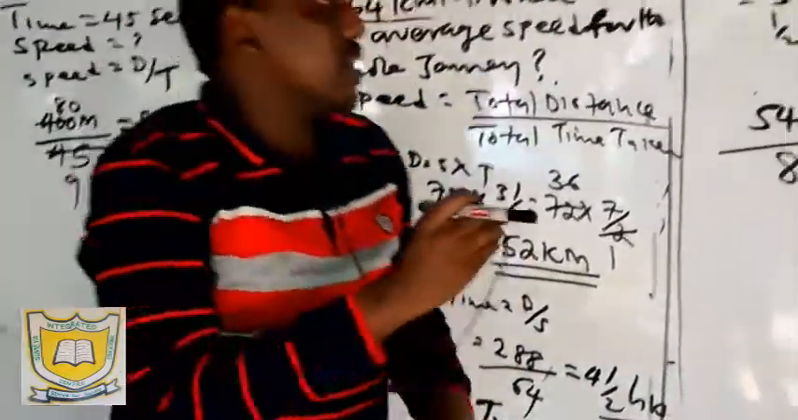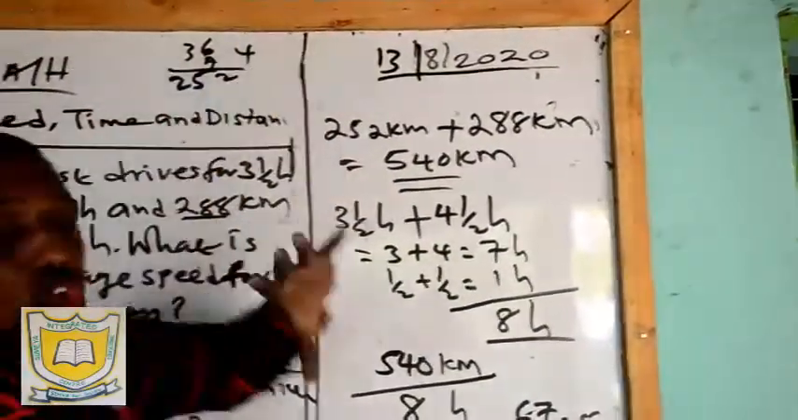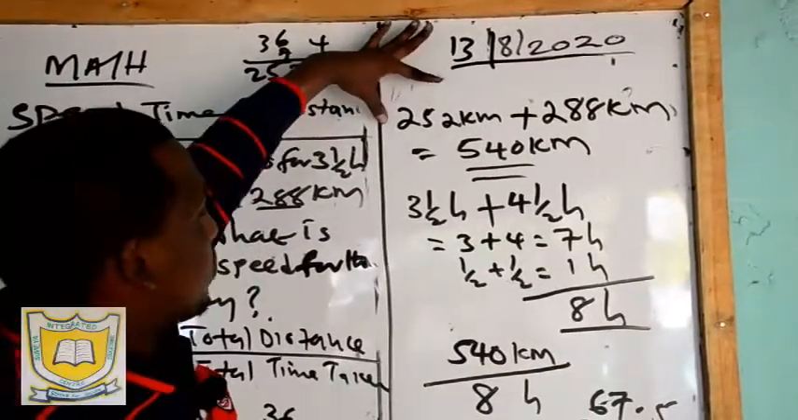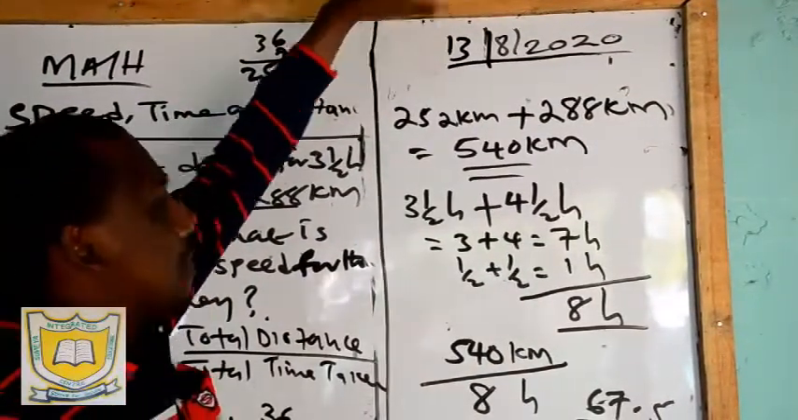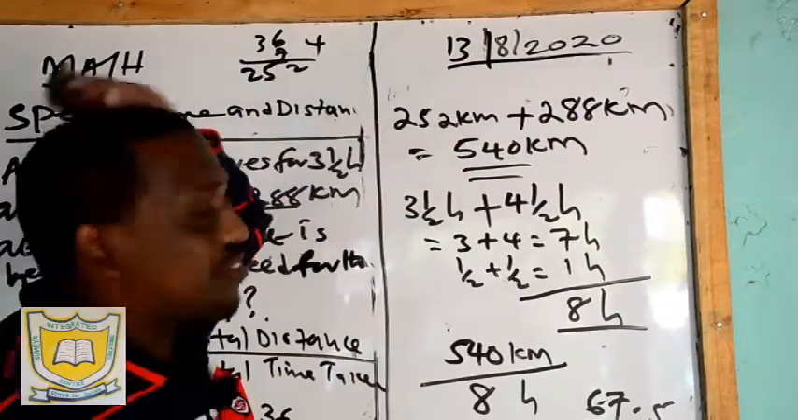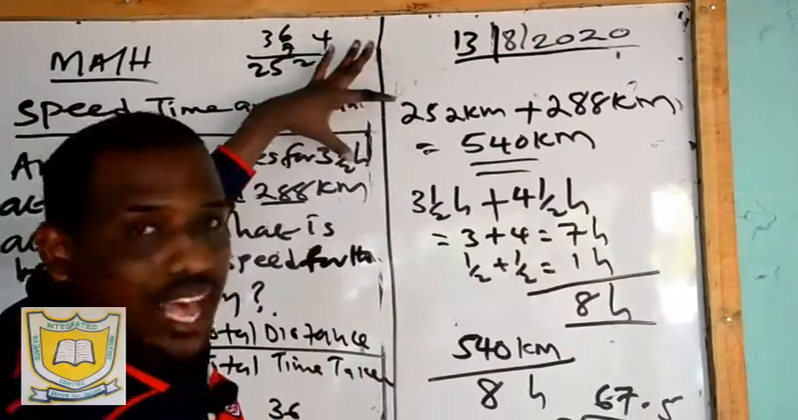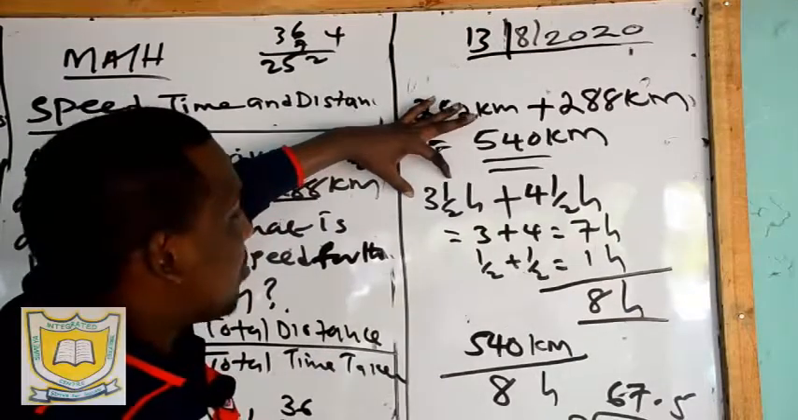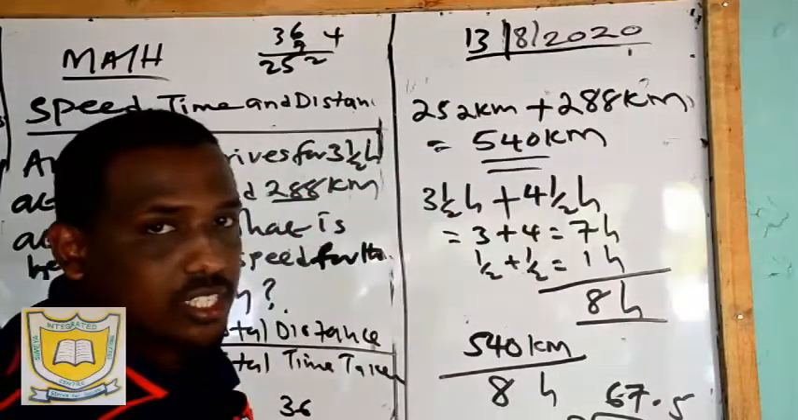Then I came here, the formula was total distance. Total distance is 252, the distance we got, plus 288, the distance already given in the question, that is 540. That is the total distance. Total time: first part of the journey, 3.5; second part of the journey, 4.5. We got it.